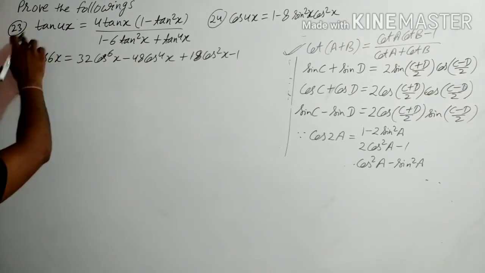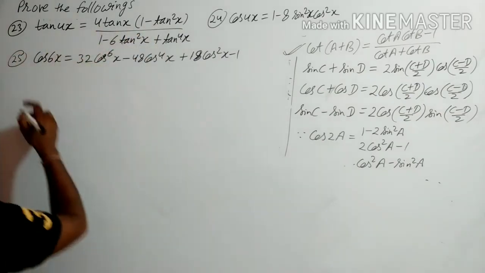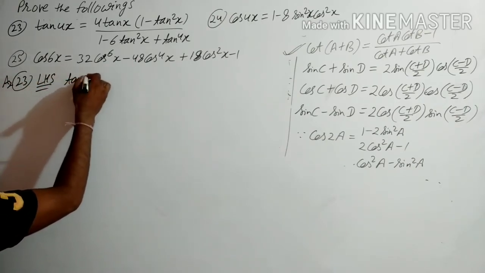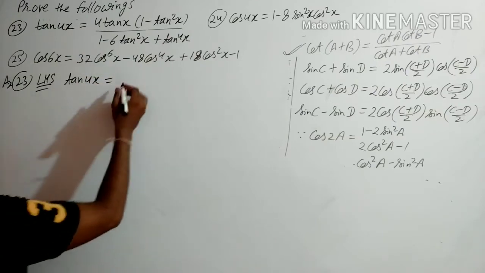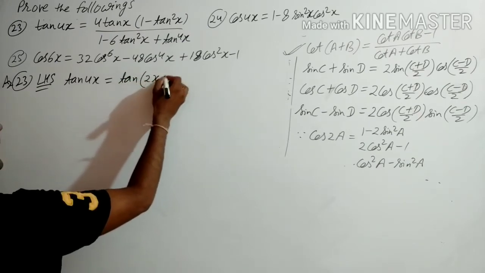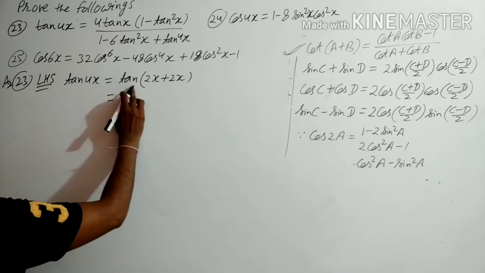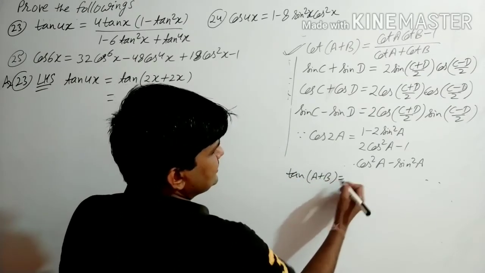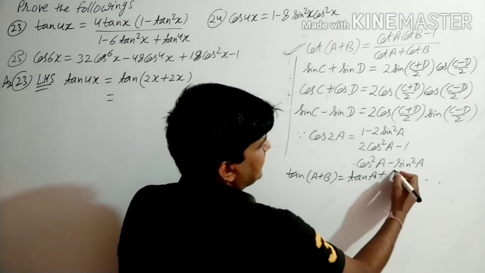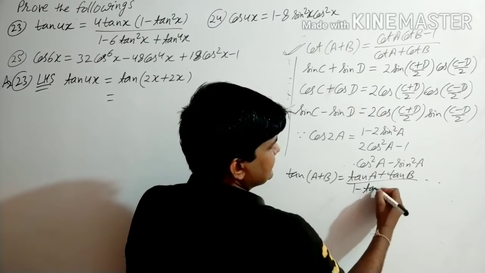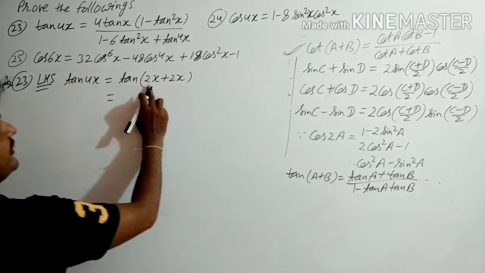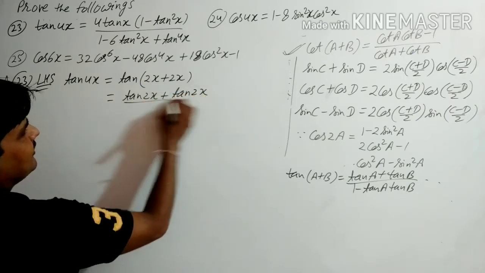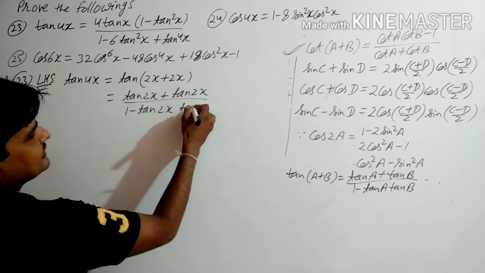Now the next question, that is question number 23: tan 4x equals to this one. So let's prove this. Answer 23, LHS, that is tan 4x. So tan 4x can be written as tan(2x plus 2x). So this is equal to tan(a plus b). We know that tan(a plus b) equals (tan a plus tan b) upon (1 minus tan a tan b).